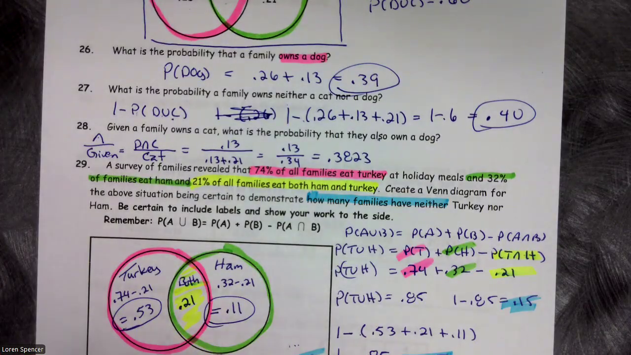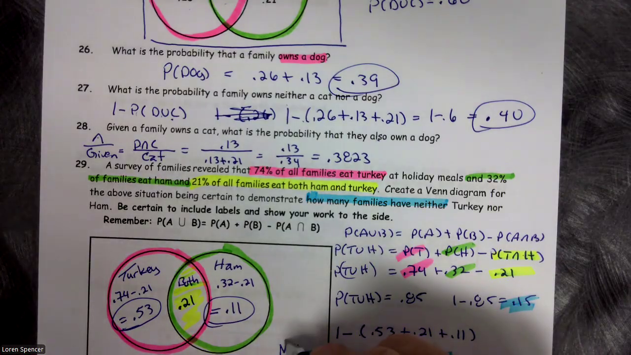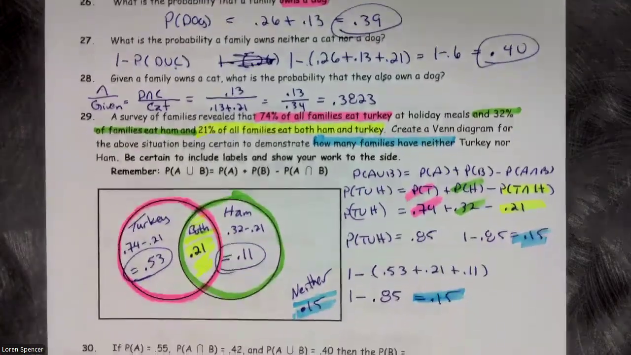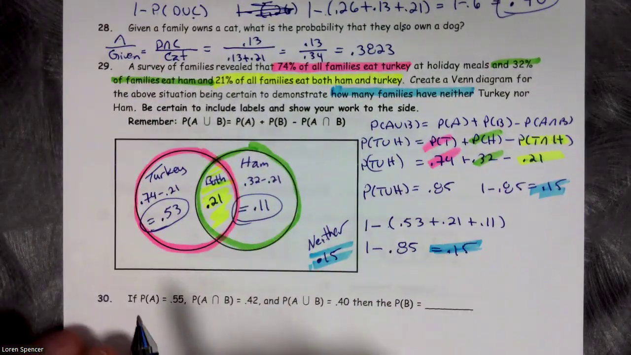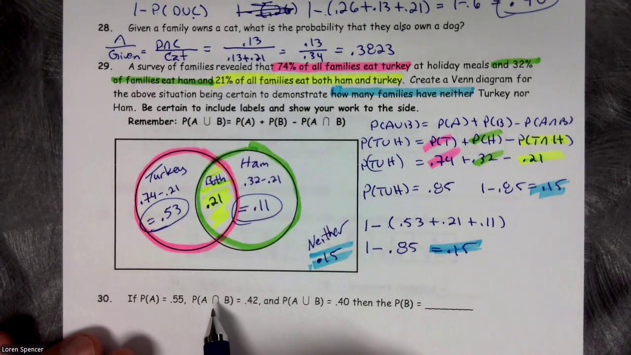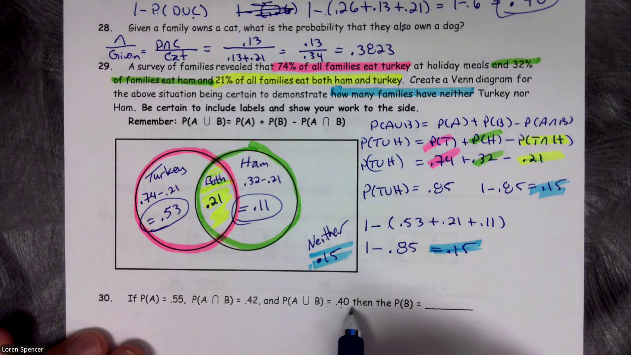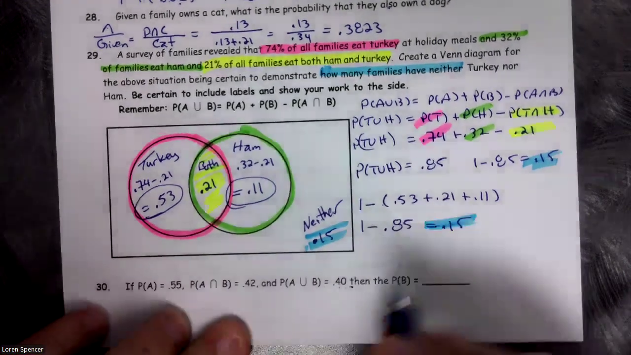So this right here is the probability of neither, and I highly recommend you label that. Okay, the probability of A union B is 0.40. Find the probability of B.